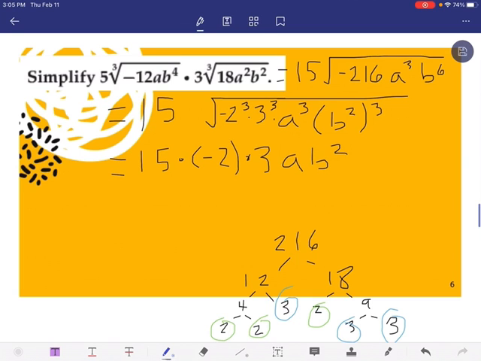So then our last step would just be, okay, negative 2 times 3 gives us negative 6, and then negative 6 times 15 is going to give us negative 90. So I have negative 90 ab squared. Now the important thing to remember is that we do not want to add absolute values this time, because this time we have an odd index, not an even index. And so that would be my final answer.